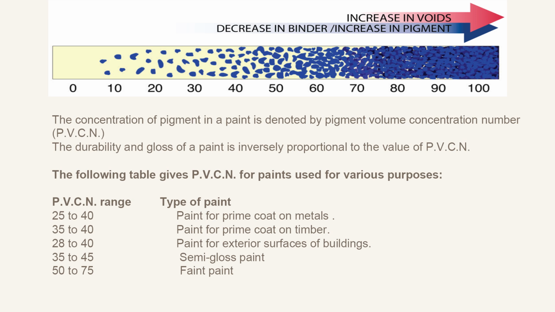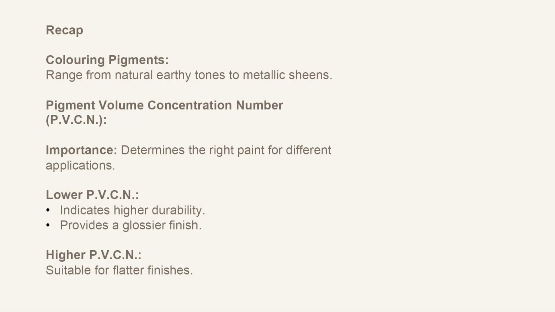A recap again. We explored the vibrant colors of pigments from natural earthy tones to metallic sheens. The pigment volume concentration number is important in determining the right paint for different applications. A lower PVCN indicates higher durability and gloss, while a higher PVCN is suitable for flatter finishes.